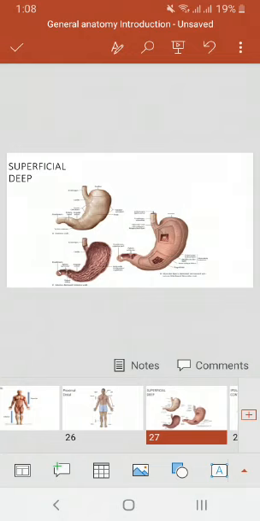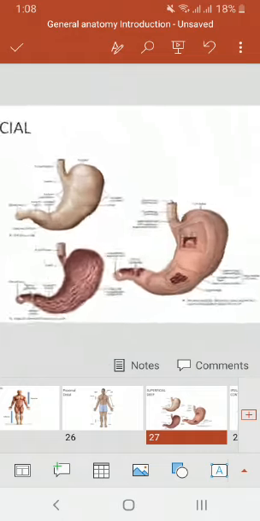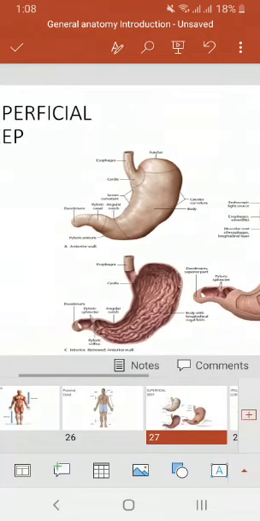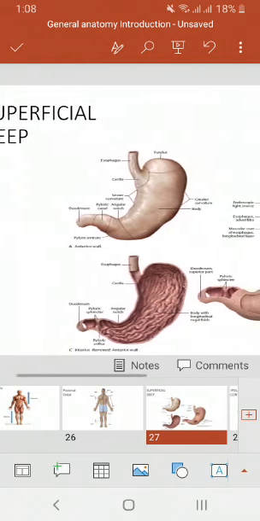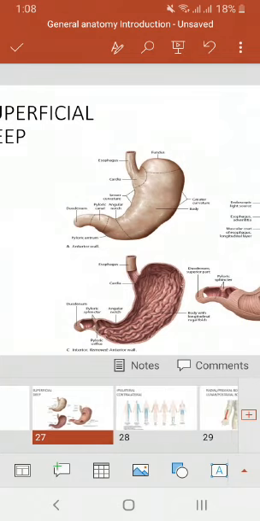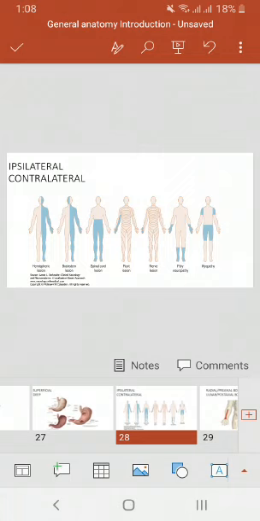This is the diagram showing the internal and the external surface. Internal means deep surface and external means superficial surface. This is the diagram of the stomach. This is the outer surface showing the external or the superficial surface, and here is the diagram showing the deep grooves of the inner surface of the stomach. This is the deep or the internal surface.